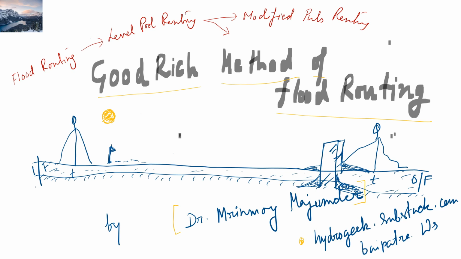Level pool routing is an example of hydrologic routing, and also it is an example of reservoir routing. Don't get confused among all these terms. Just remember, under hydrologic routing there is reservoir routing and also channel routing, and under reservoir routing we mainly use level pool routing, and under level pool routing we have modified Pulse and also the Goodrich method of flood routing.